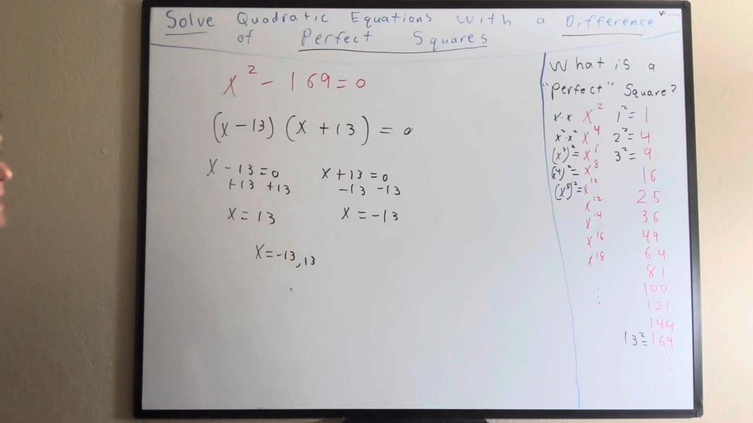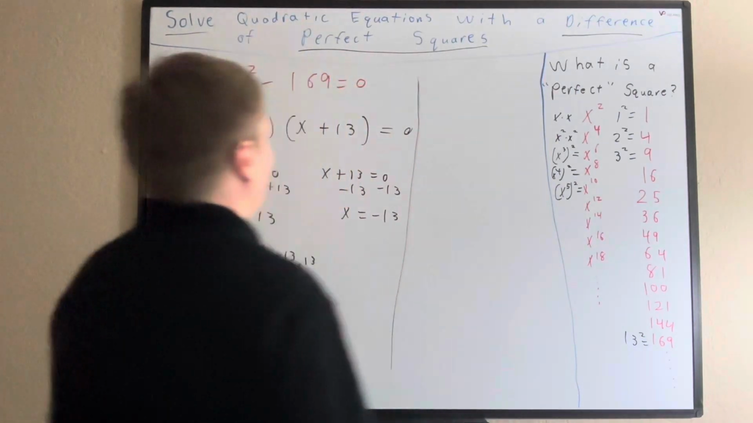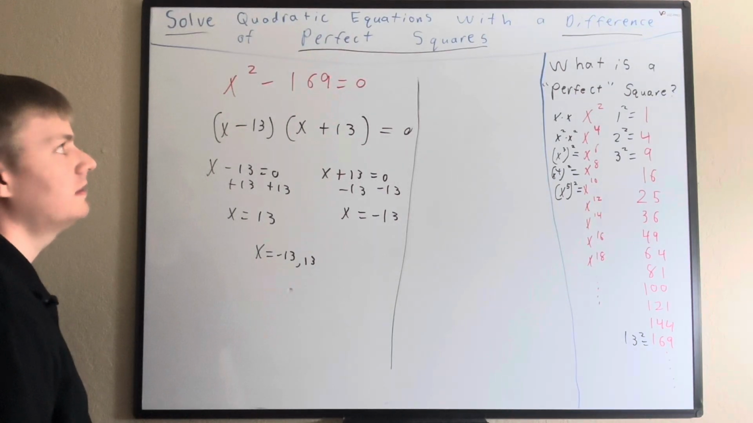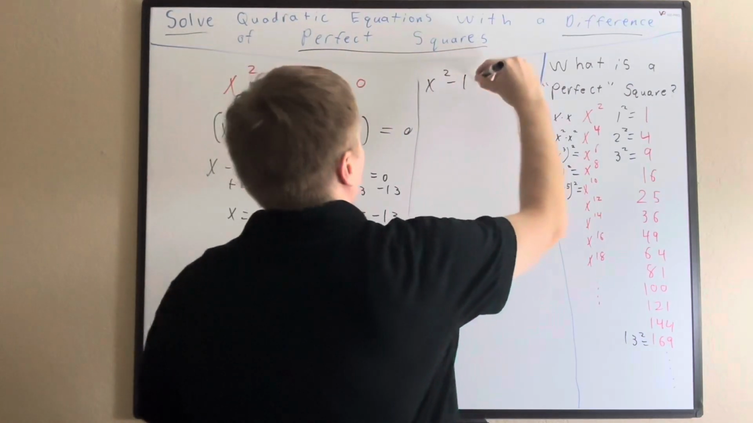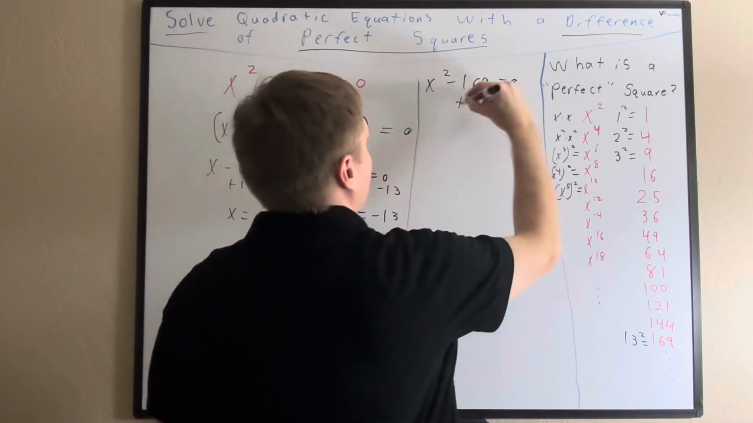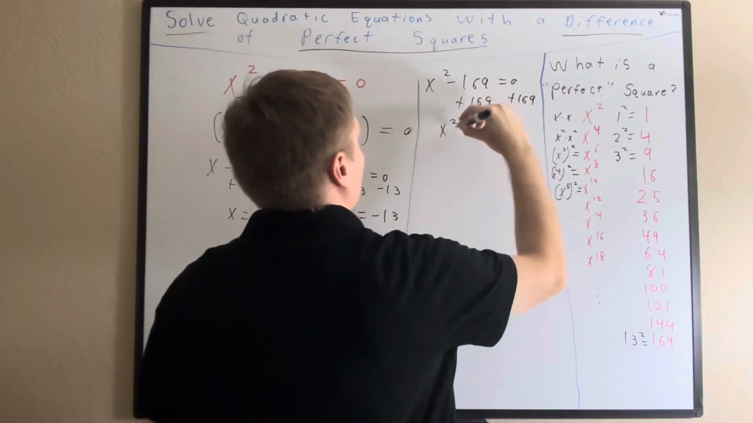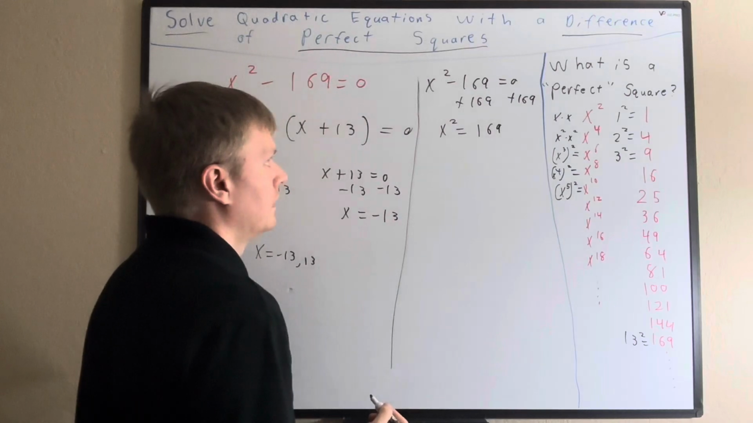Now, let me show you why this works. What if I didn't know all this stuff about factoring? What if all I did was try and solve it by the old algebraic, run-of-the-mill methods, just trying to isolate x, right? X squared minus 169 equals 0. Well, I would move the 169 over, right? X squared equals 169. Now what do?